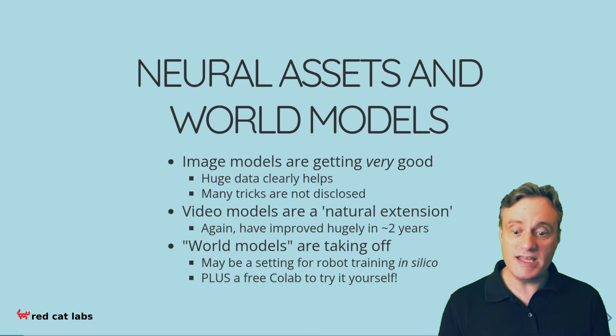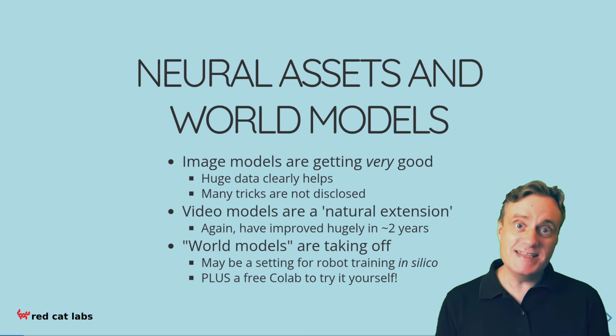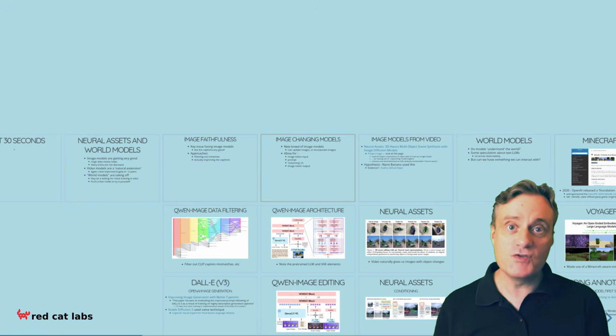These things are now taking off, and these may be a setting in which robots can be trained in silico, meaning they can be trained offline without having to interact with the real world, which can be very expensive. As I mentioned before, I've made a free Colab, which is linked in the description, which will allow you to see these world models for yourself for nothing. So first up, I've got 3 topics here for image models, and then we can move on to world models.